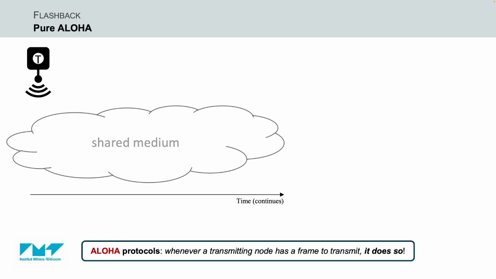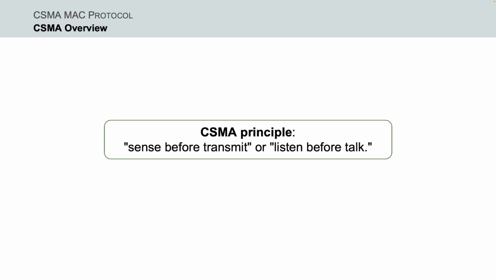In our previous video, you have seen the Aloha protocols where whenever a transmitting node has a frame to transmit, it simply does so without following any other rule. Today, I will introduce you to an advanced random access protocol called CSMA, which is based on the principle sense before transmit or listen before talk.